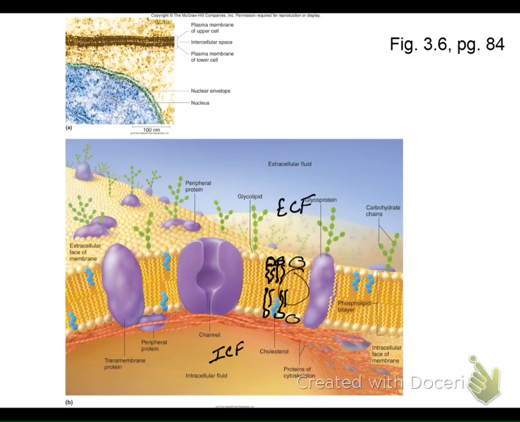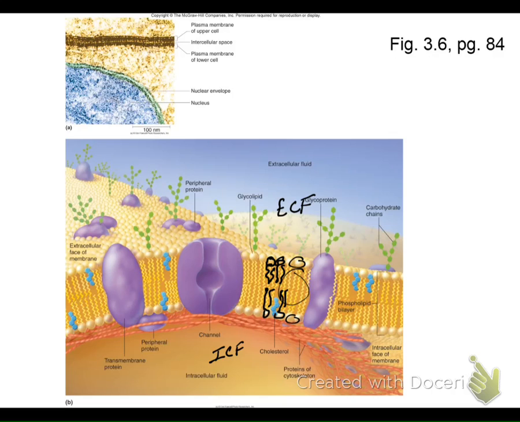So proteins that are embedded in the membrane, and you can see them from both inside and outside the plasma membrane, are called transmembranal because they traverse the entire membrane. But sometimes we have proteins that are just on the surface, towards the extracellular fluid, or just on the inner surface, inside the cell. Those are called peripheral proteins.